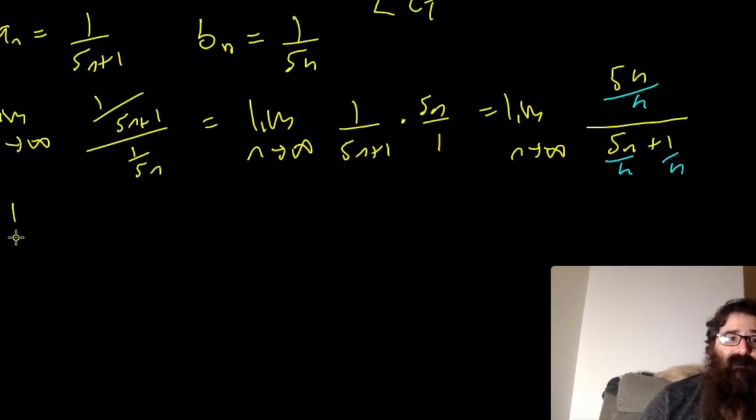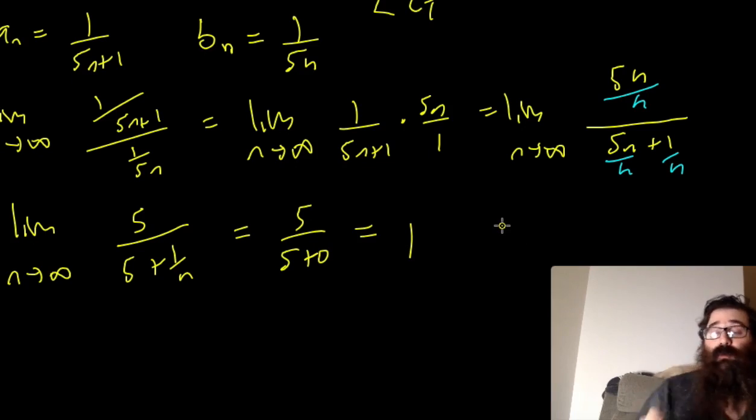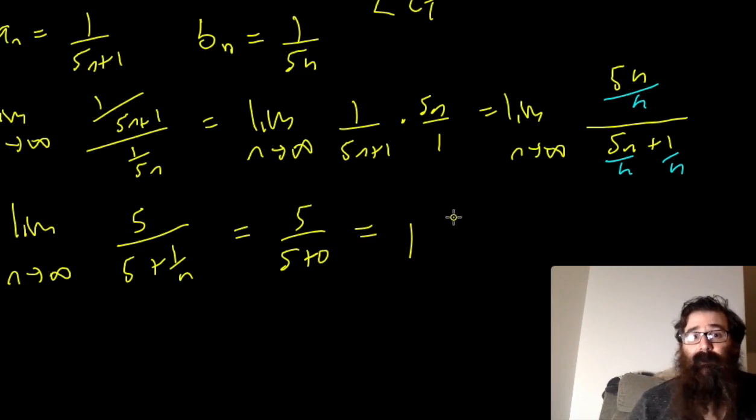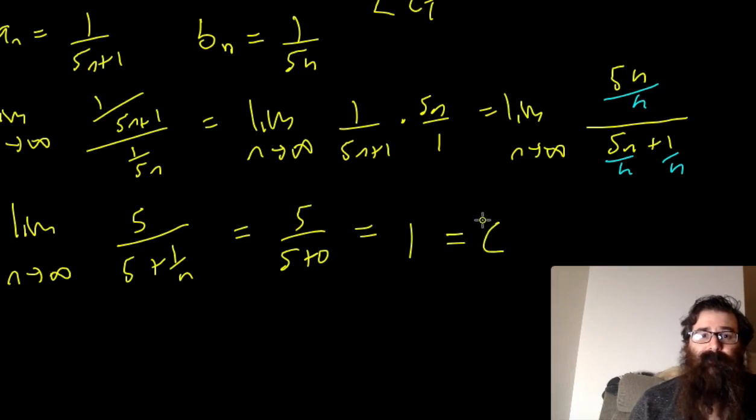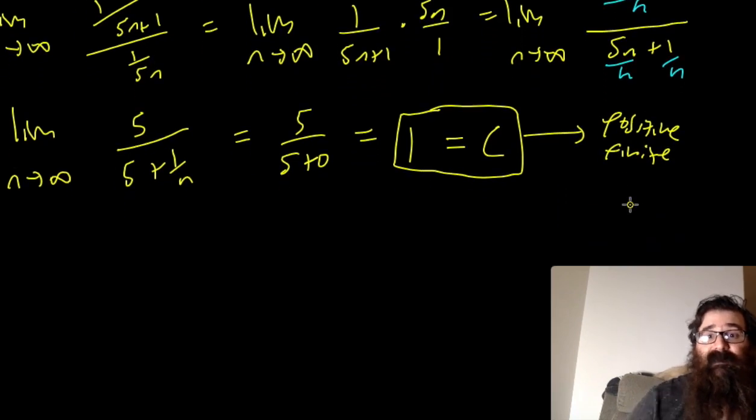And this is going to give me the limit as n goes to infinity of 5 over 5 plus 1 over n. And as n goes to infinity, 1 over n goes to 0. And this gives me 5 over 5 plus 0, which gives me 1. Now, I'm not using the ratio test, so I don't have to worry about that third case of the ratio test. I'm using the limit comparison test. And if you remember from what we said back in 11.4, we call this value capital C. And since this value is positive and finite, this means both series behave the same way.